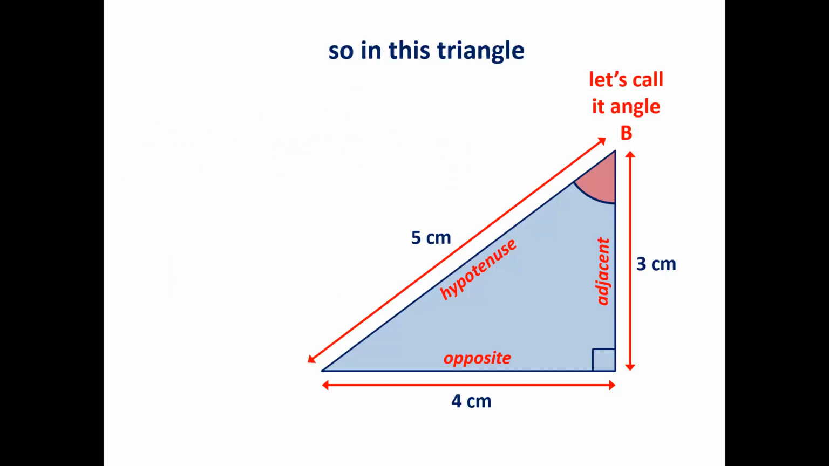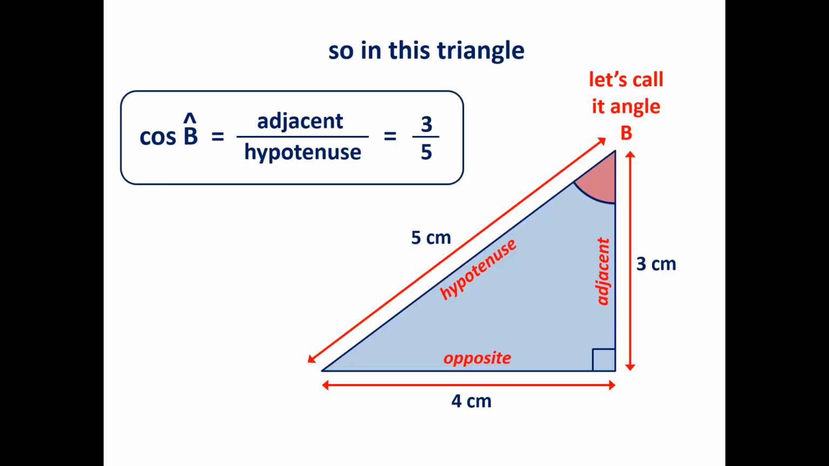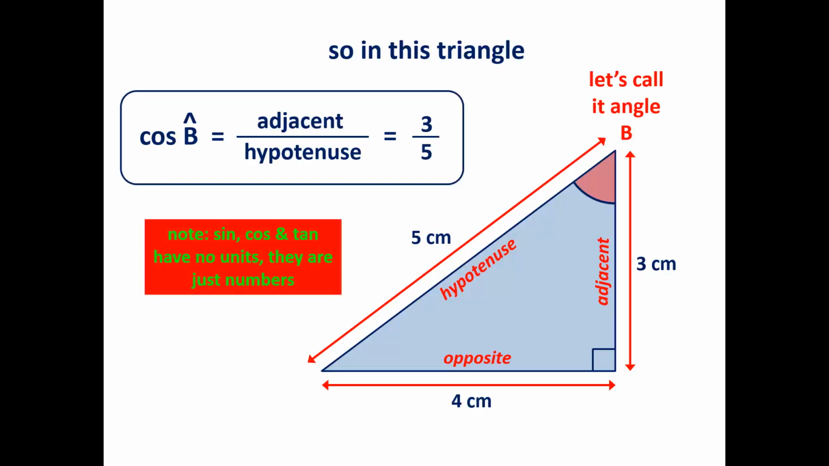Oh, there's that thing again. What about cosine? Cos B, remember what cos was? It's adjacent divided by hypotenuse. So in this one, it's 3 divided by 5. Okay, cos B is 3/5. Oh, there's that thing again.